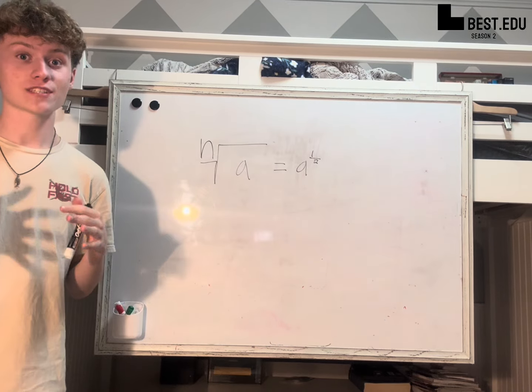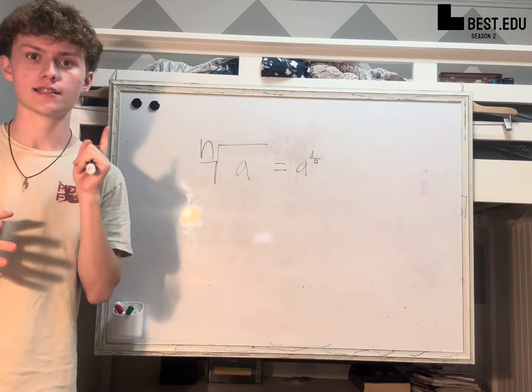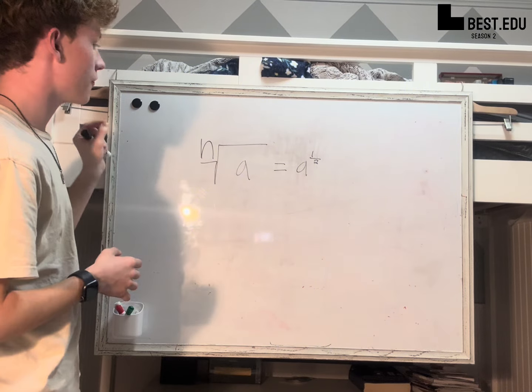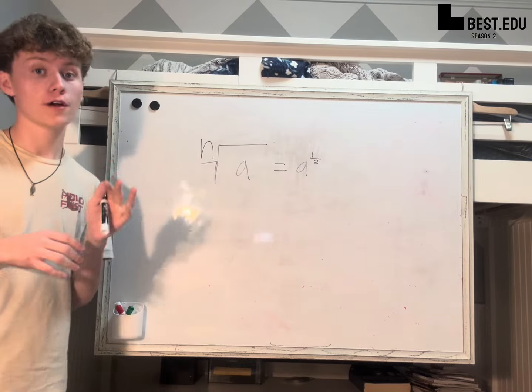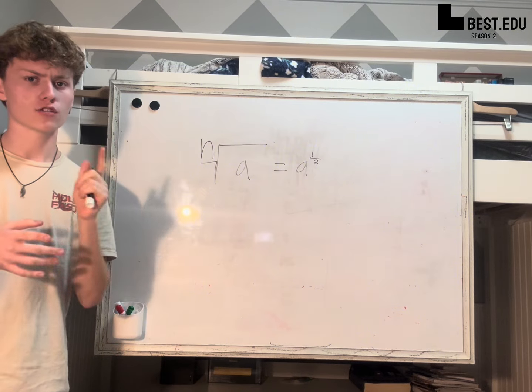Now, I know I said that was it, but I have one more that you have to get down. The nth root of a is equal to a to the 1/n. That is very, very important that you know that, and I'll explain why.